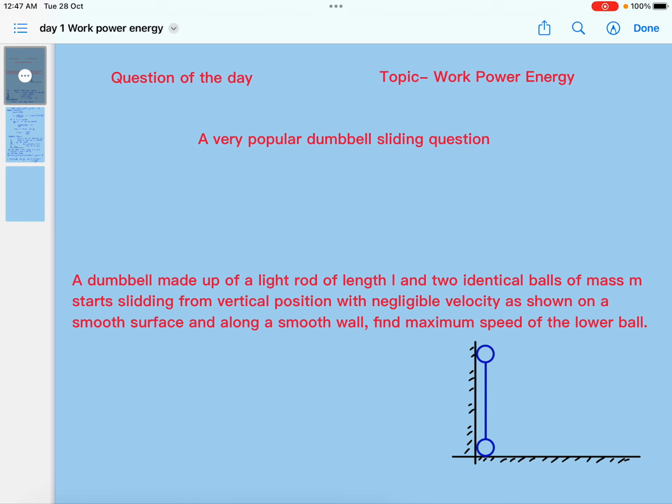It's a doable question also. It's not a very difficult question. It is present in Pathfinder also. In Check Your Understanding, this question is present.